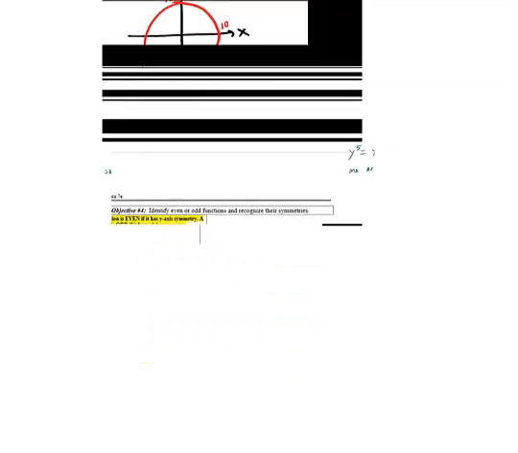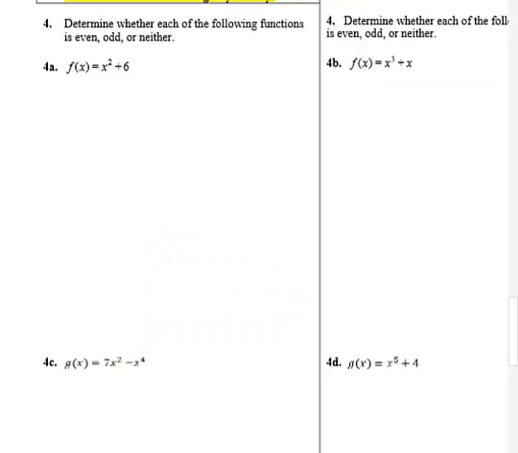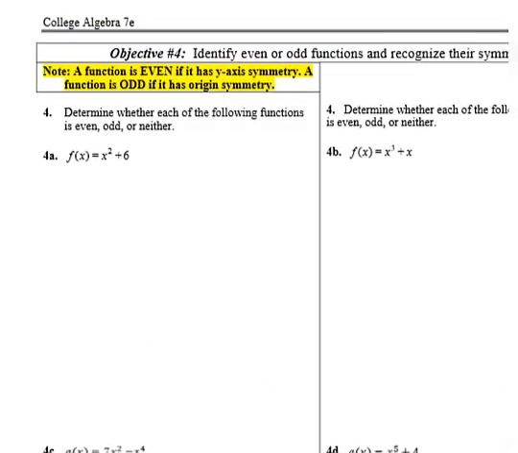Okay, and let's see these guys. These ones, this example is kind of pointing out that they give special names to y-axis symmetry functions and origin symmetry functions. Like it says here in the note, we call a function even if it has y-axis symmetry. We call a function odd if it has origin symmetry. X-axis symmetry, there's no real special name for it. I'm not sure why.